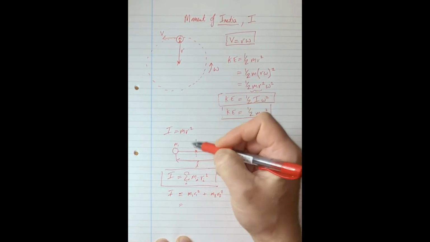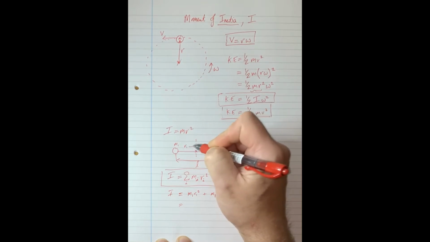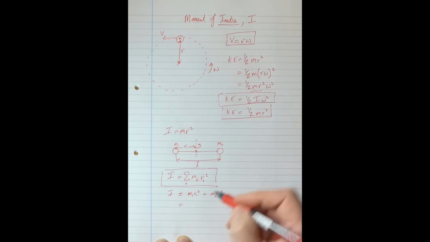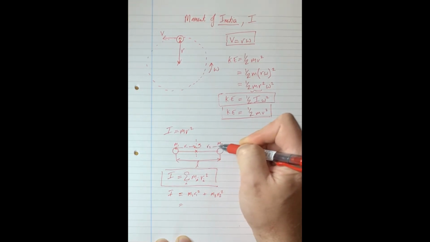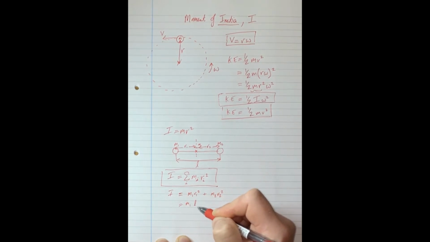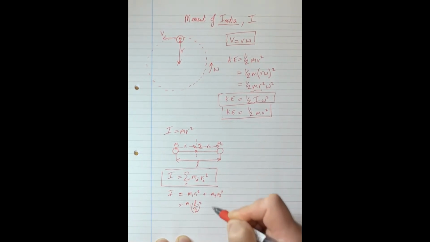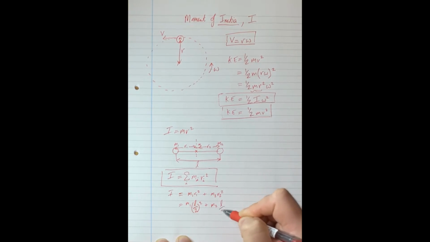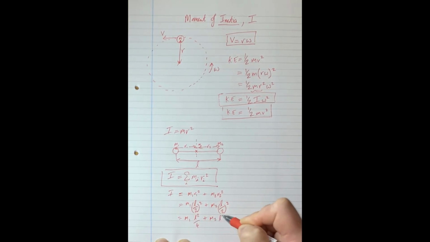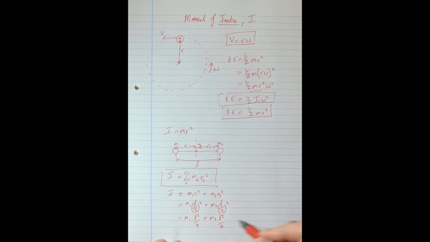Expanding upon that, r1 we've suggested is half the length between the two, and likewise r2 is also half the length. So we've got m1 times (L over 2) all squared, plus m2 times (L over 2) all squared. That comes out as m1 L squared over 4 plus m2 L squared over 4. I could rewrite that as (m1 plus m2) L squared over 4.